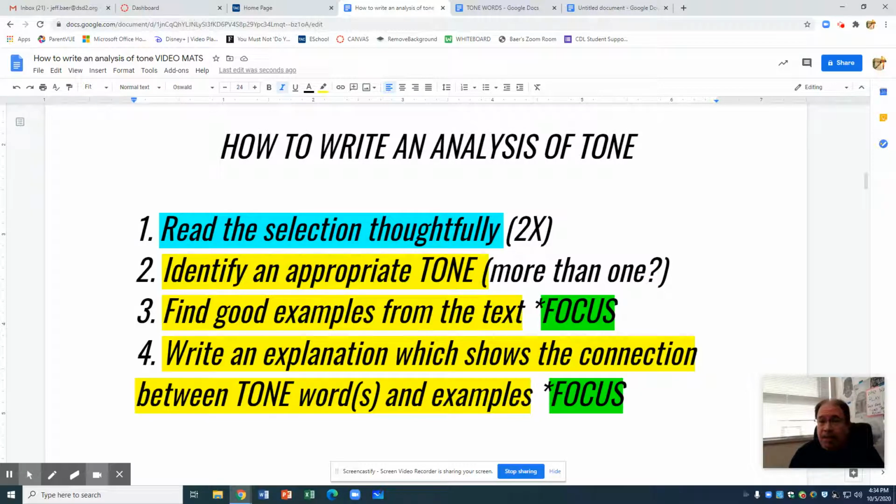So I hope that this has been helpful, and I hope that this will get you to write better analysis, more in-depth analysis, and a more structured analysis that'll help you get those good grades that you're looking for.